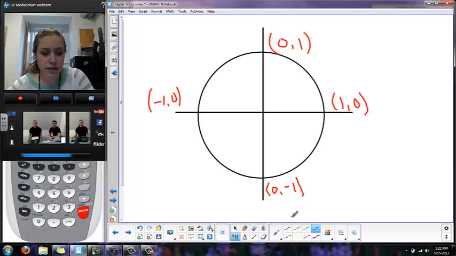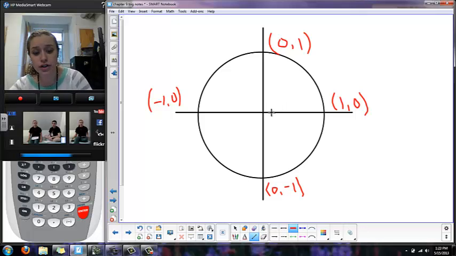Let's just think about this really fast. What is the cosine of 90 degrees? Cosine of 90 degrees is right there. It's my x value. That's going to be equal to 0. What's the sine of 270 degrees? Well, sine is my y value. 270 is right here. So that would be a negative 1.